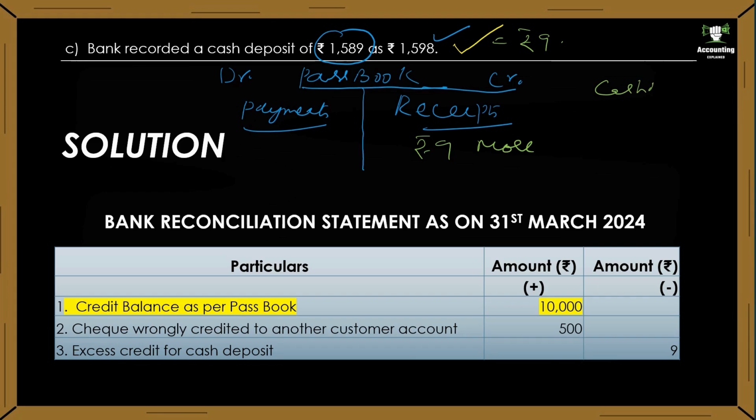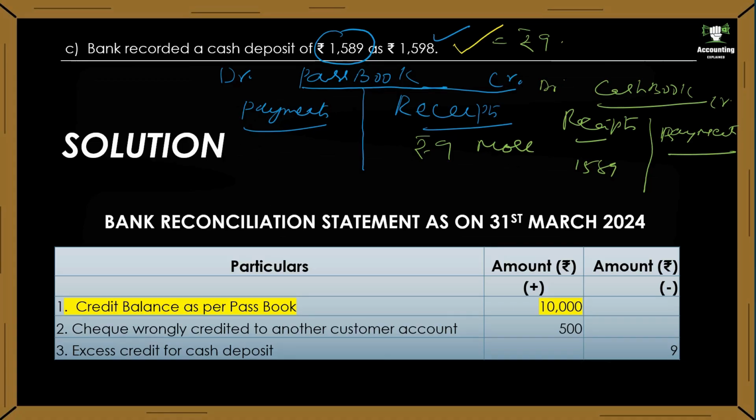Whereas in the cash book, they would have recorded it correctly. These are your receipts on the cash book. Both are like mirror images: receipts on the DR side and payments on the CR side. In the cash book, they would have taken 1589 correctly. But on the receipts side of the passbook, they have taken 1598, so the difference of 9 rupees is more. If we deduct this 9 rupees, we will get the cash book balance, as we are going from the passbook to find the cash book balance. So the third point in the BRS: excess credit for cash deposit, on the deduction side, rupees 9.